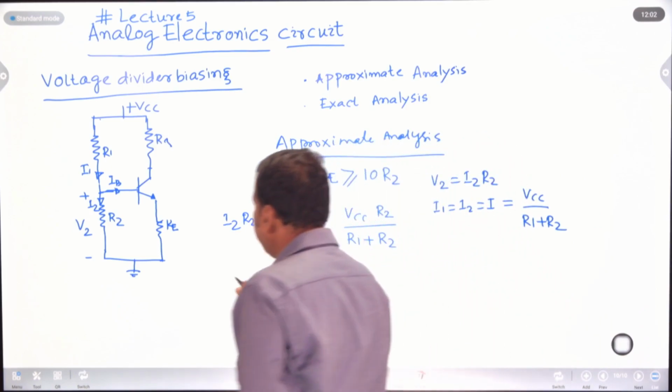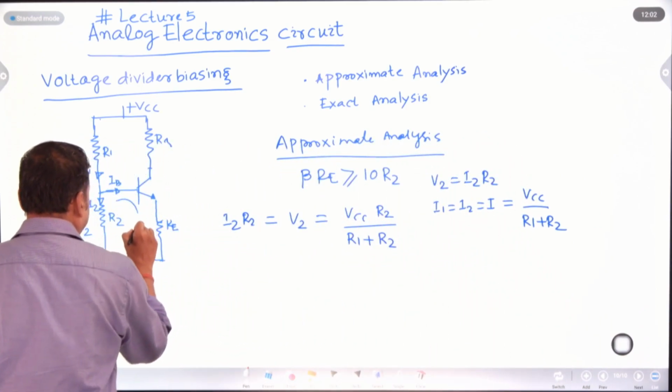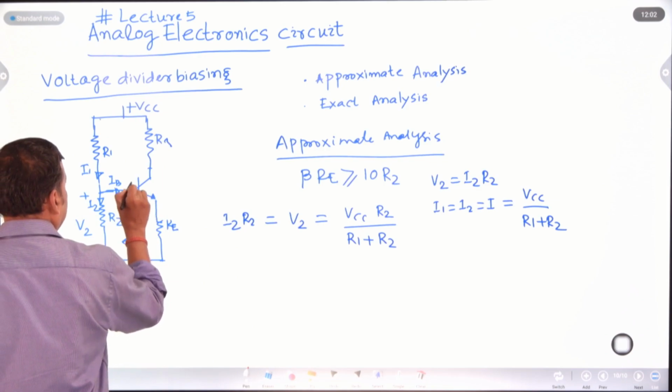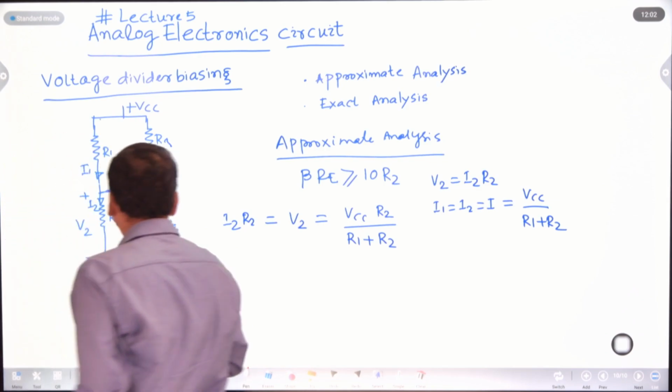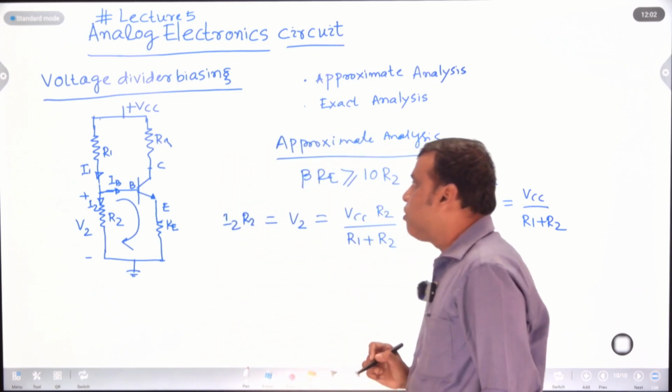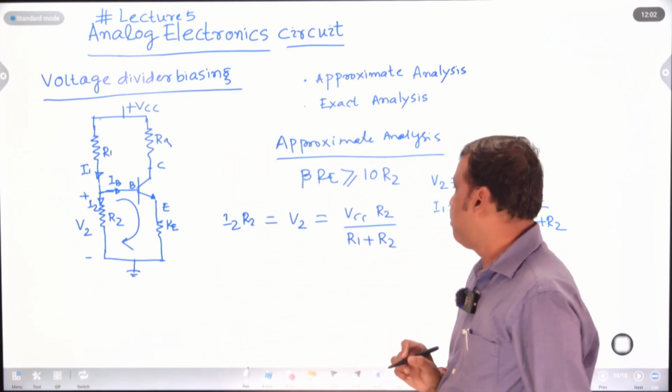Then, applying Kirchhoff's voltage law to the base emitter loop, this is your base, this is your collector, and this is your emitter. Then we apply KVL.